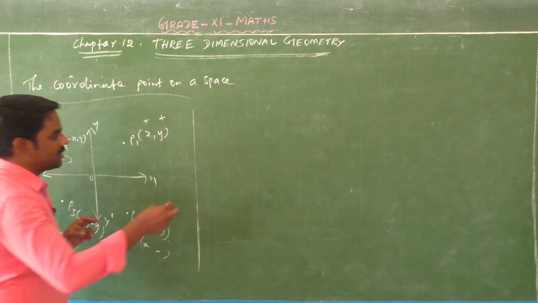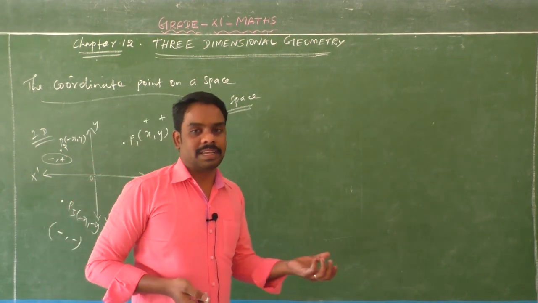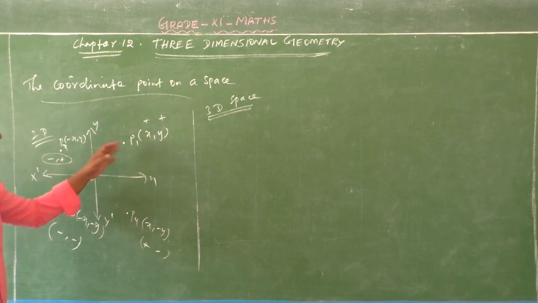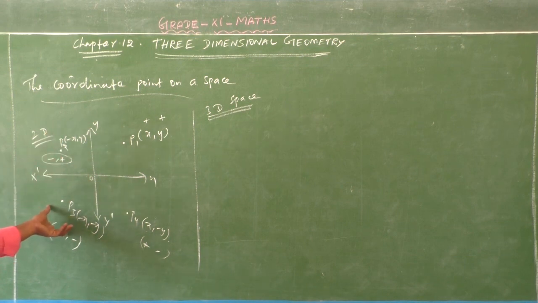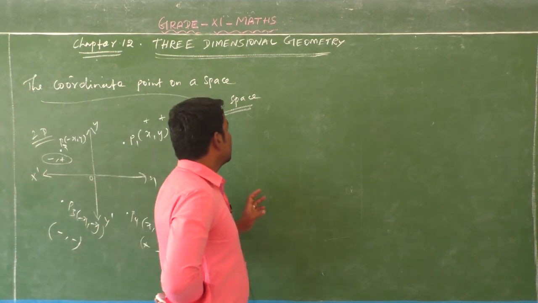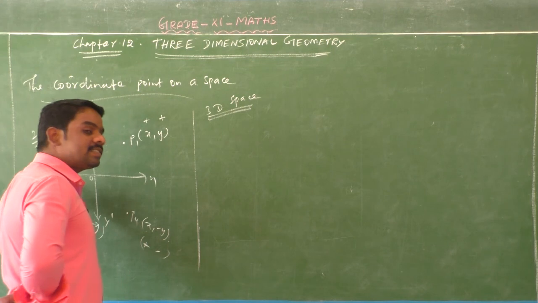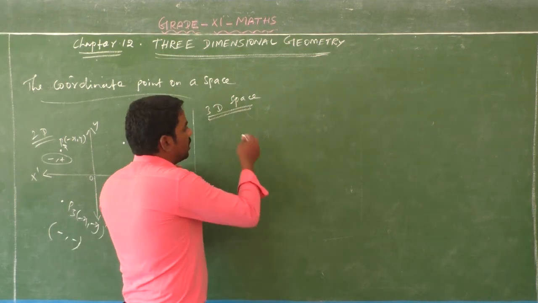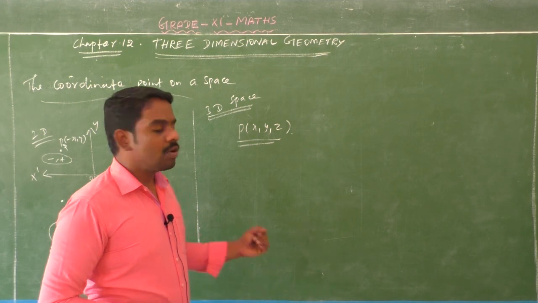Next, 3D space. Locate the point P in 3D space. Here points P1, P2, P3, P4 are lying in 2D space. Plus plus, both positive, lies in the first quadrant; x negative and y positive is the second quadrant; both negative is the third quadrant; x positive and y negative is the fourth quadrant. But the 3D coordinate space is divided into 8 octants. So 2D space is divided into 4 quadrants, and 3D space is divided into 8 octants. Okay, right. Let us consider P of x, y, z. This is a coordinate point located in 3D space.